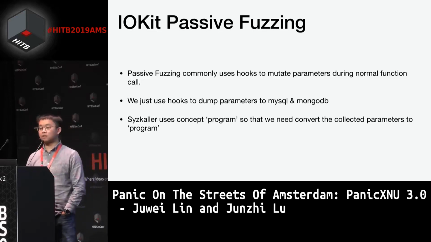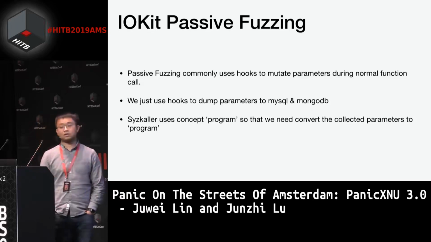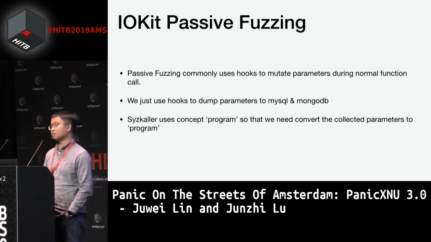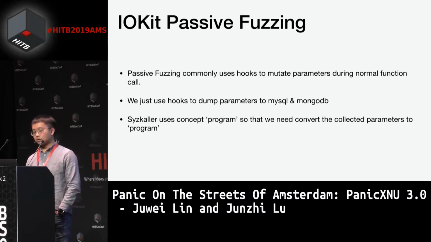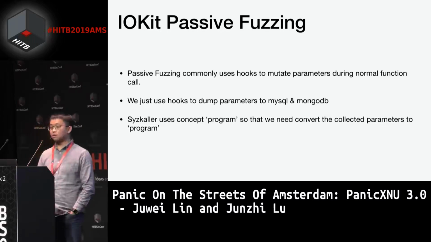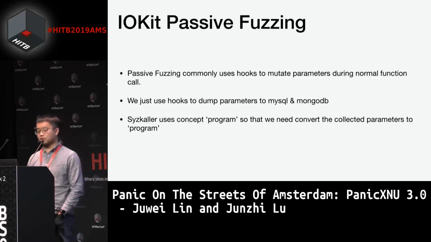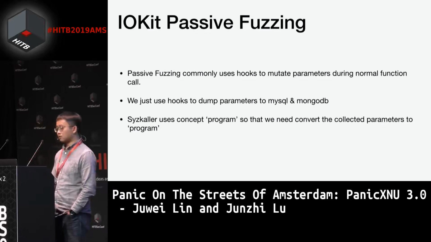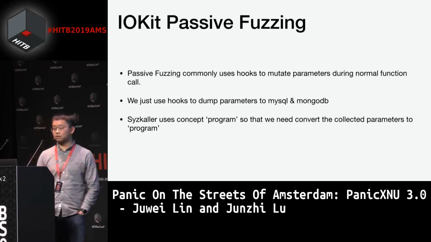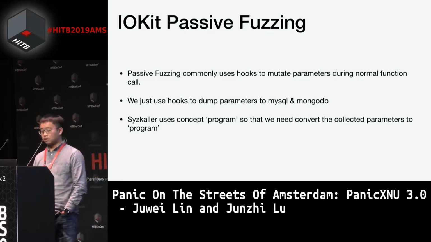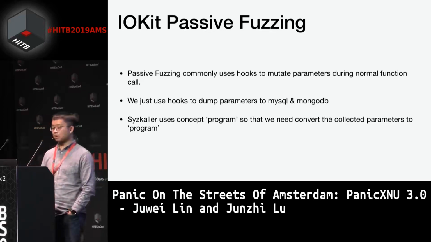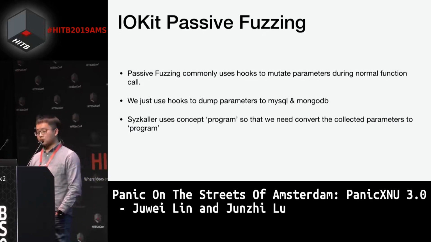It is about the allocated passive fuzzing. Here, the passive fuzzing is not the one you see in common scenarios. You may understand passive fuzzing as using hooks to mutate the parameters during normal function calls. I only use the hooks to dump the parameters into MySQL and MongoDB, and I convert this data into the corpus DB to let our tool consume it directly.